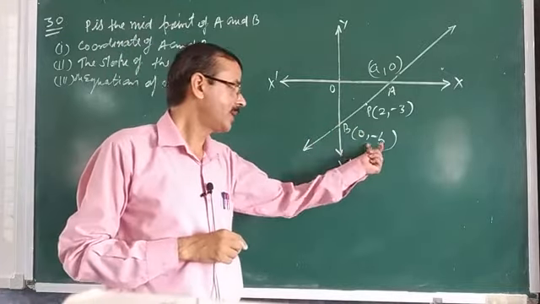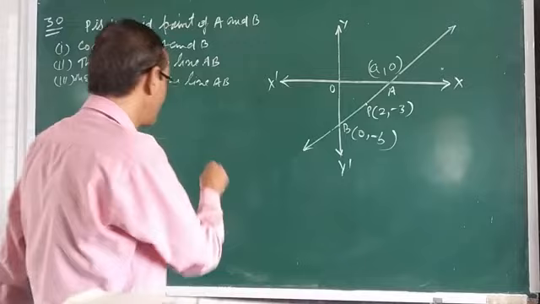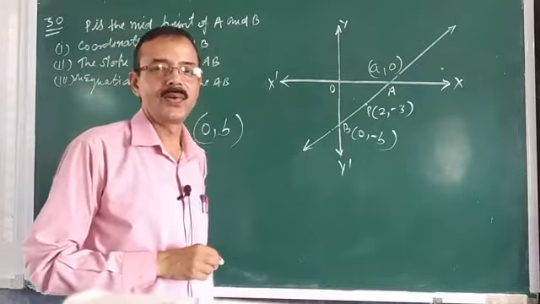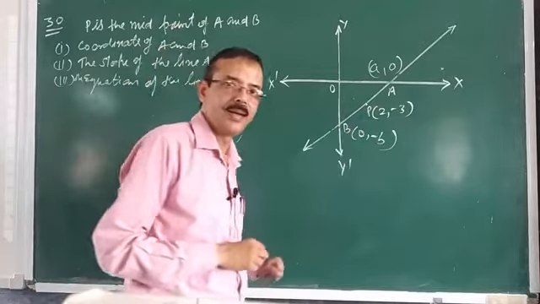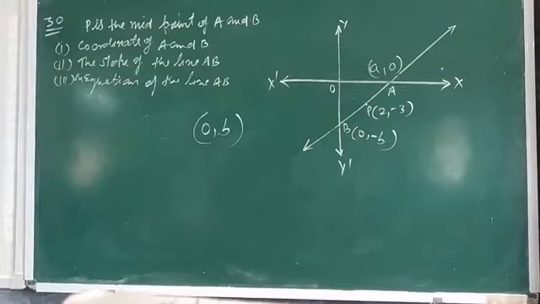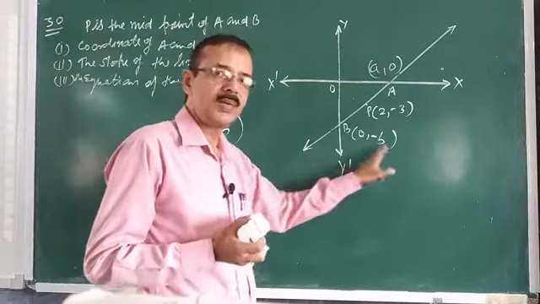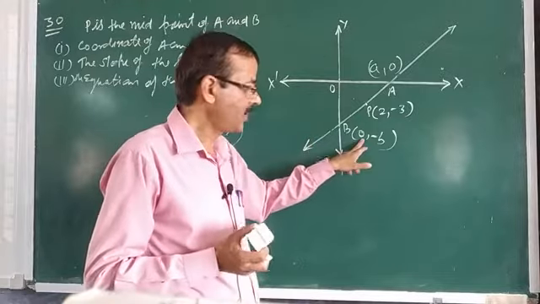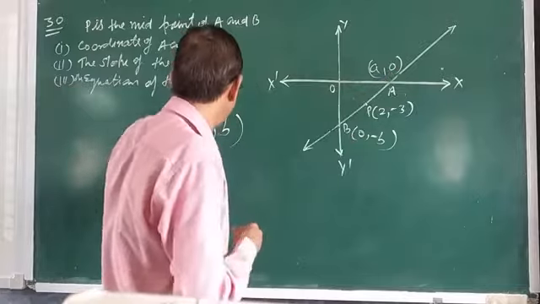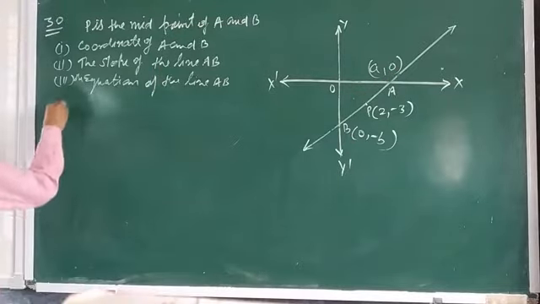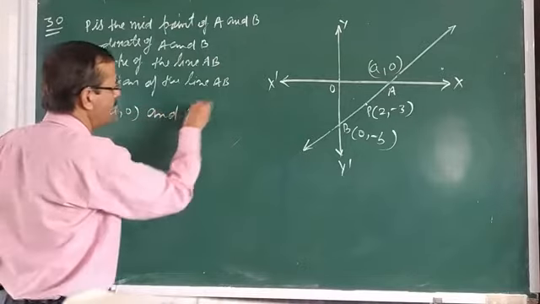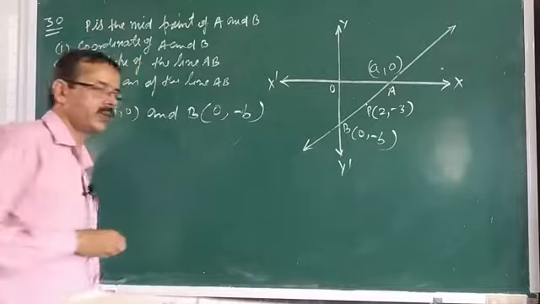If you forget and do not take 0, minus B, and take only 0, B, don't worry, your answer will automatically come out negative. So either take 0, minus B or 0, B. On the y-axis, the x value will be 0. On the x-axis, the y value will be 0. So let A be A, 0 and B be 0, minus B.